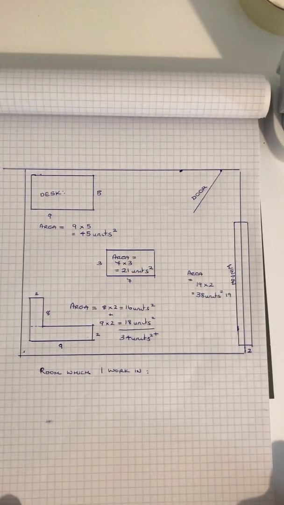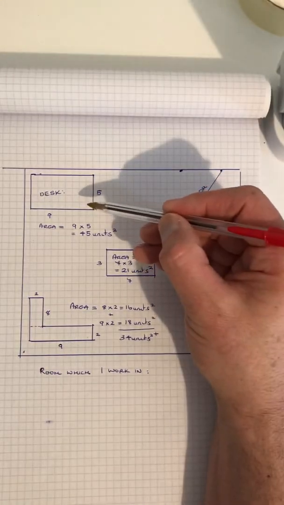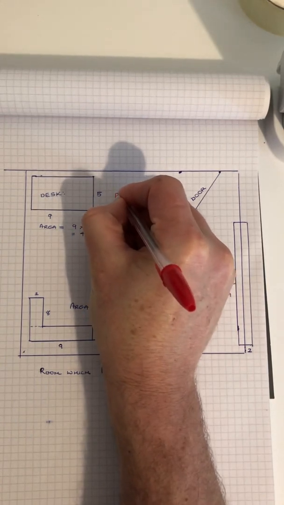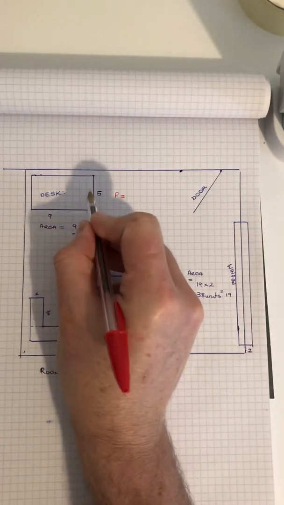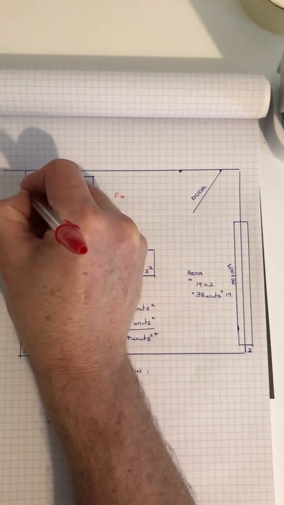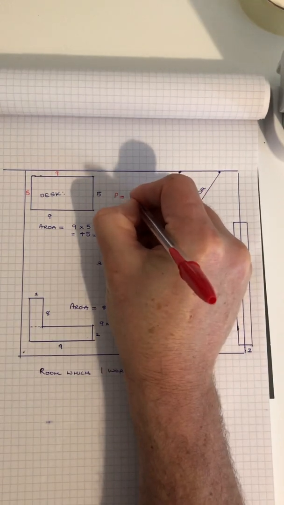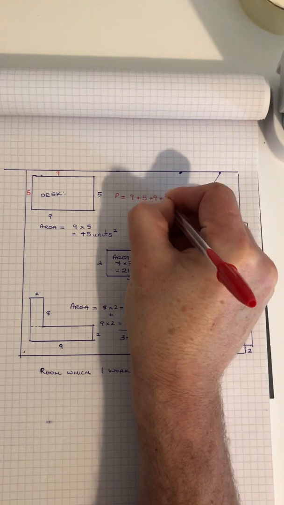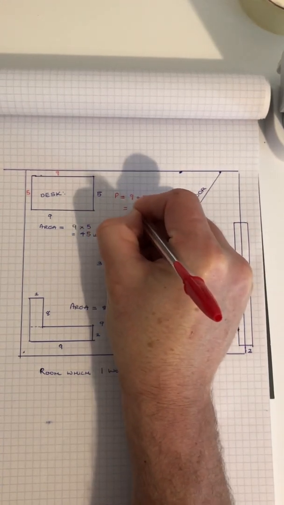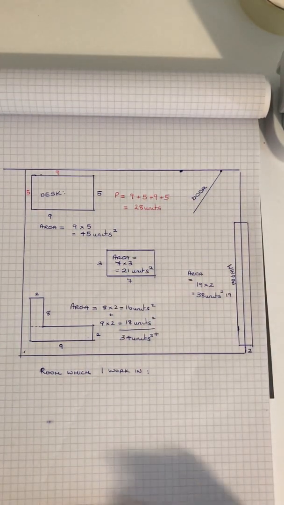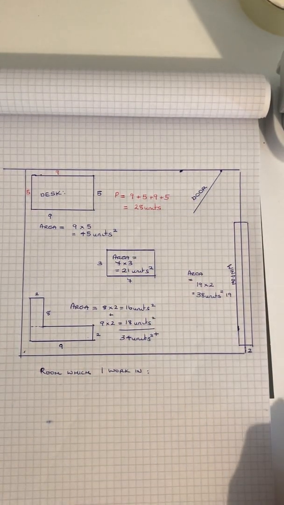Okay? And then, maybe in a different colour, let's do the perimeter of my desk. The perimeter of my desk will be, add up all the sides. So this is 9, 9, 5 and 5. So what's 9 plus 5 plus 9 plus 5, which is equal to 28 units. Do you see? So it's just to do some measurements for you.